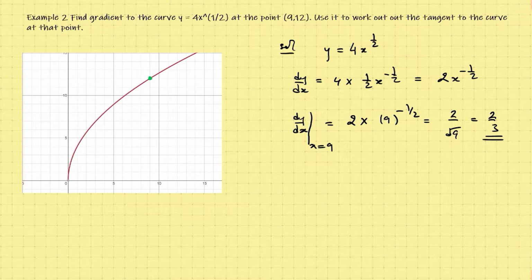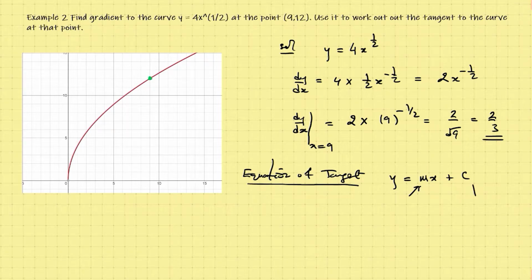Now, we've got to work out the equation of the tangent line. So let's write that down. Equation of tangent. How are we going to work that out? Well, we know every straight line is going to have the form y equals mx plus c. So provided we have a gradient and a y-intercept, we know the line perfectly. In this case, we know the gradient. We've already worked that out. That's 2/3.